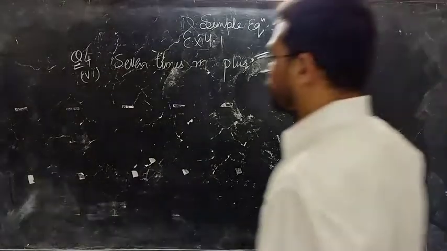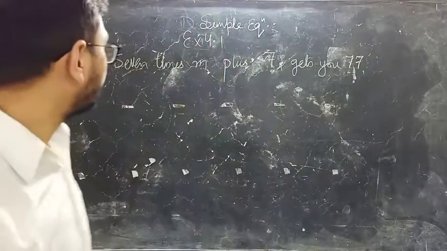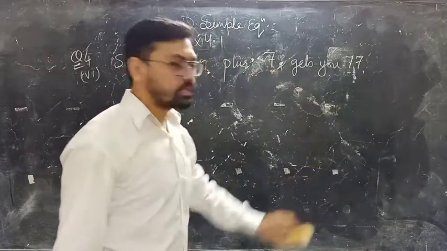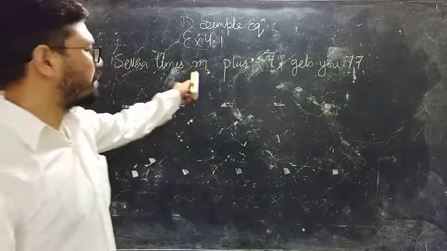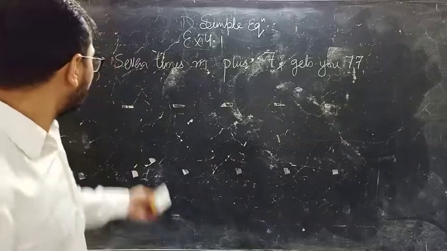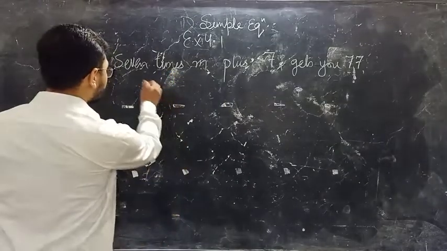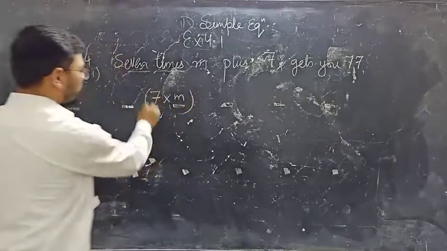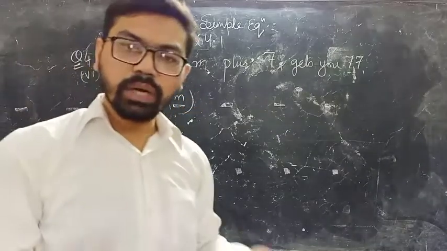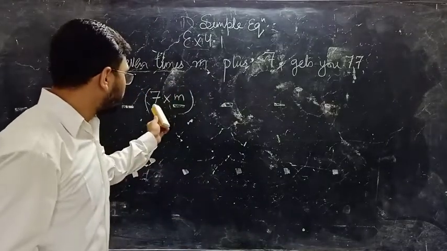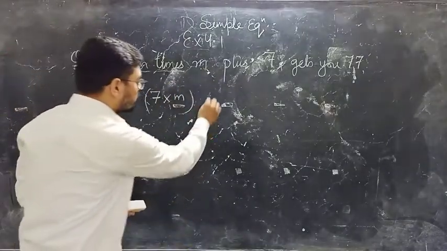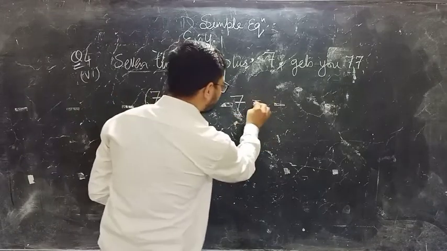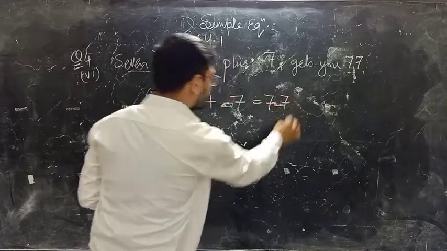This is part 6 of the same question, question number 4. 7 times m plus 7 gets you 77. Now what is an m? Let's say it's a number. So 7 times m. 7 times means 7 multiplied by m. 7 guna. So 7 times m, that means 7 into m plus 7. That means plus 7, right? Gets you 77. That means this is equal to 77.